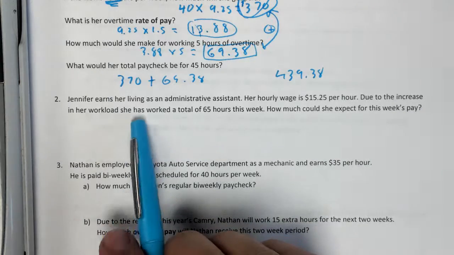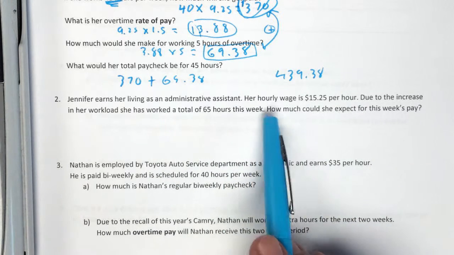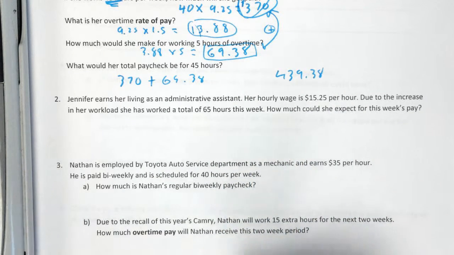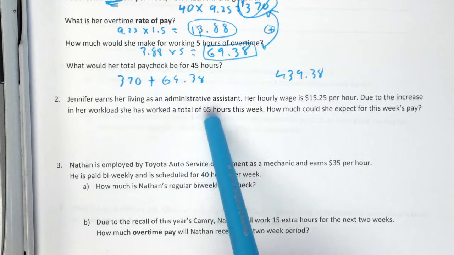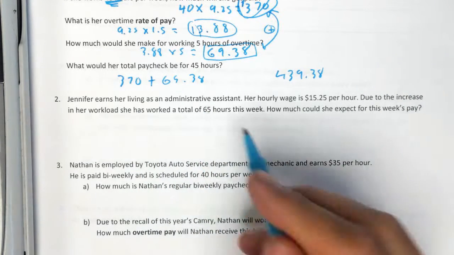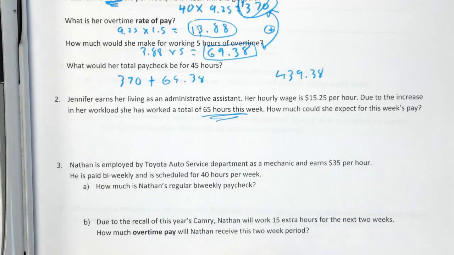I would like to set up number 2, just so we know we're working on the same page. On number 2, it says Jennifer earns her living as an administrative assistant. Her hourly wage is $15.25 per hour. Due to the increase in her workload, she has worked a total of 65 hours this week.